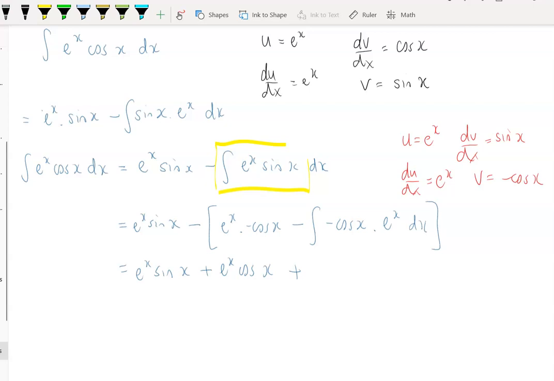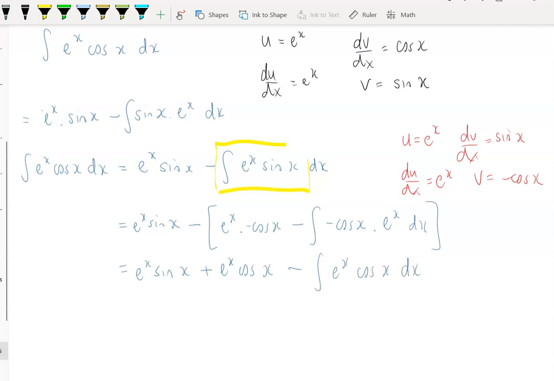I wrote plus there, but it's actually a minus, and I'll show why. So we've got two negatives in here, but we've got the negative outside the brackets as well. So that actually is going to remain a negative. Let's make that a bit neater. Minus the integral of e to the x cos x dx.